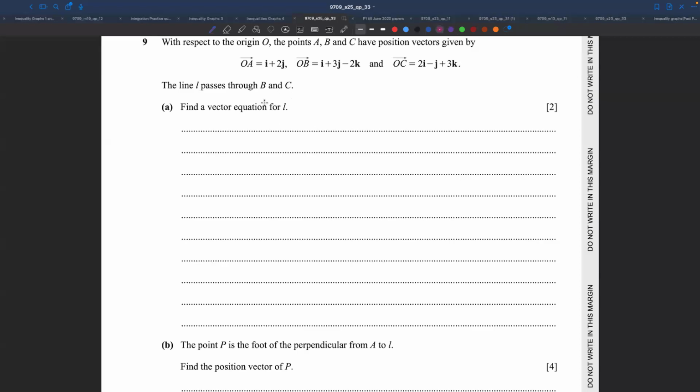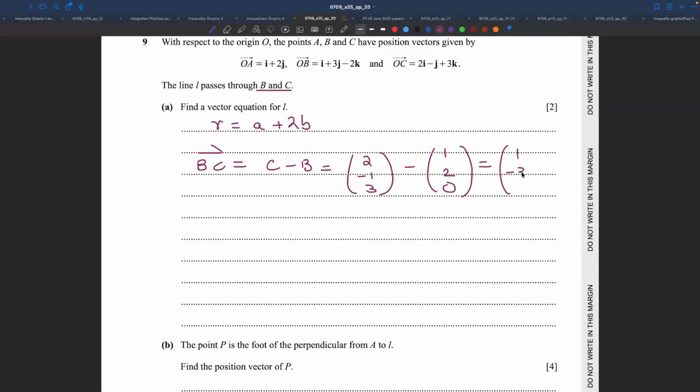Okay. In question number 9, in part A, we have to find a vector equation for line L and it passes through B and C. So to find a vector equation for any line, we need a point on the line and the direction. As it passes through B and C, the direction BC would be C minus B. So C minus B would be 2 minus 1, 3 minus 1, 2 minus 0.